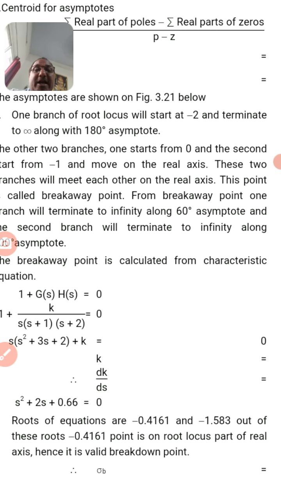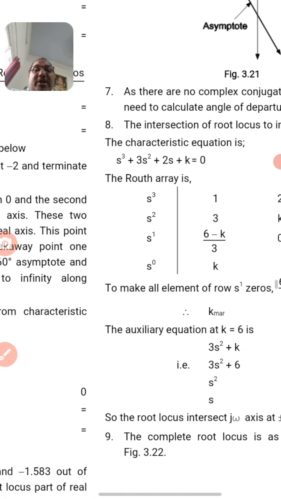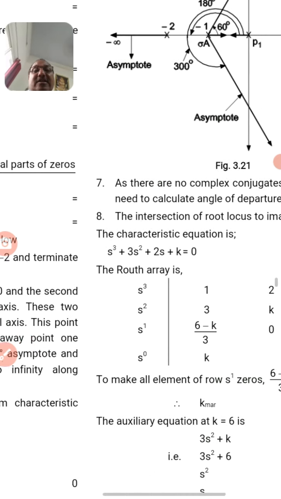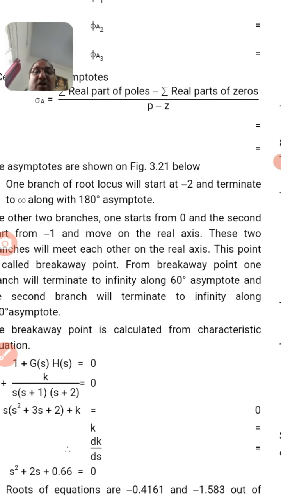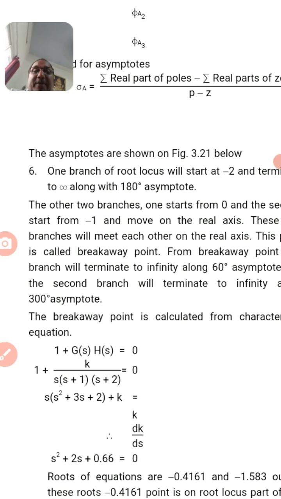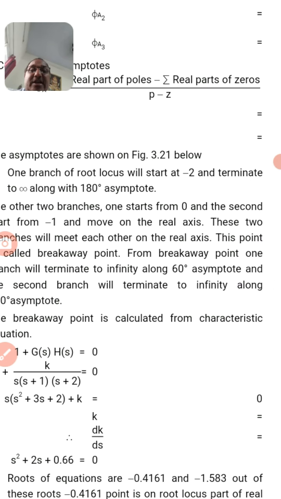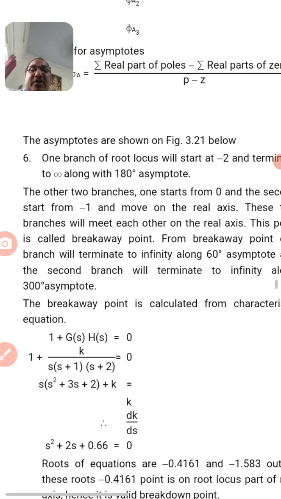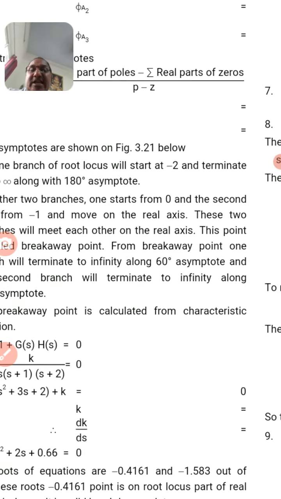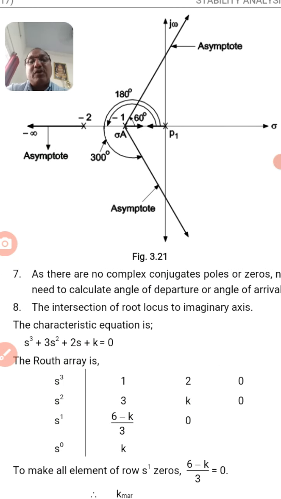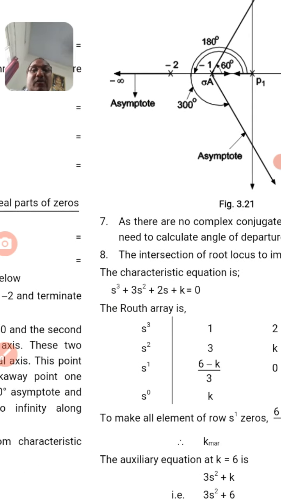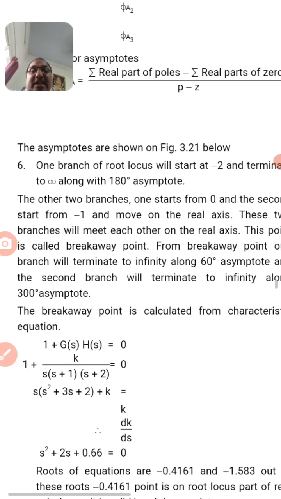That is called the breakaway point. Breakaway means from this point our asymptote starts increasing. This is called the breakaway point. One branch will terminate to infinity along the 60 degree asymptote and the second branch will terminate to infinity along the 300 degree asymptote. So there are two asymptotes, one at 60 degree and the other will terminate at 300 degree.